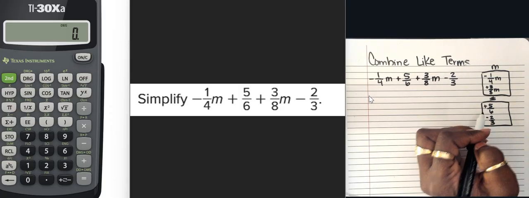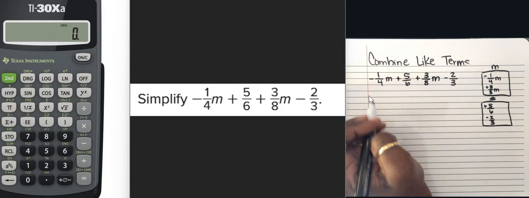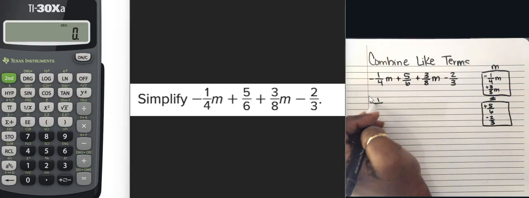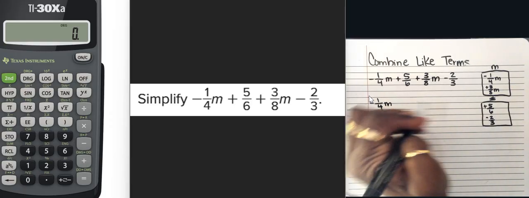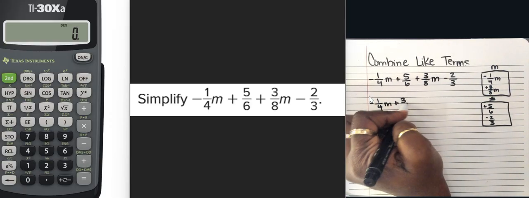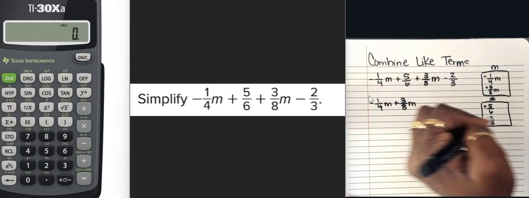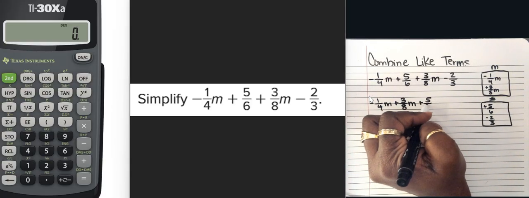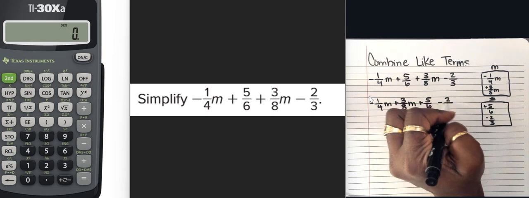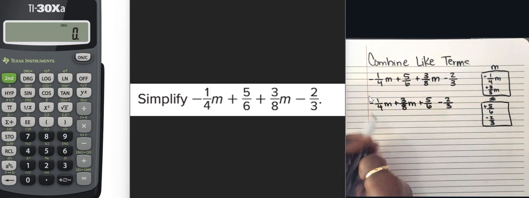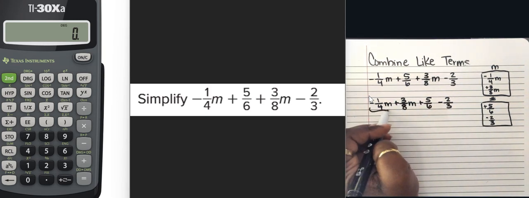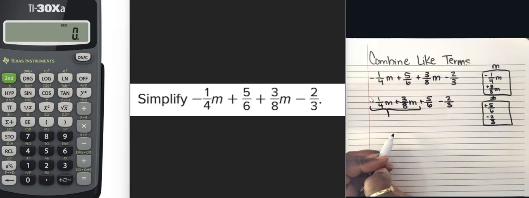All right. So now I'm going to rewrite my problem. So I have negative 1/4 m plus 3/8 m plus 5/6 minus 2/3. All right. And so now what we're going to do is take those like terms. We're going to simplify those real quick.